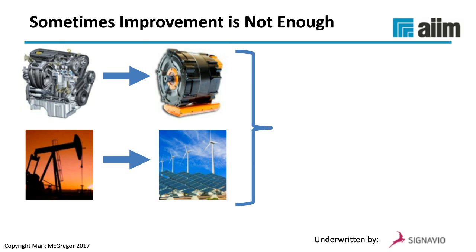Sometimes the word transformation is juxtaposed, if you like, with improvement. People say, oh well, we're doing operational excellence, we're doing improvement, that's the way that we're transforming. So I just wanted to pick a couple of simple examples. Let's imagine that we happen to manufacture diesel or petrol engines.